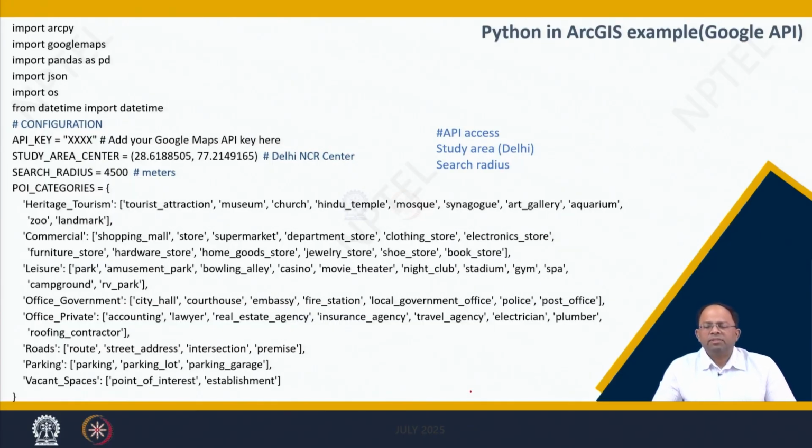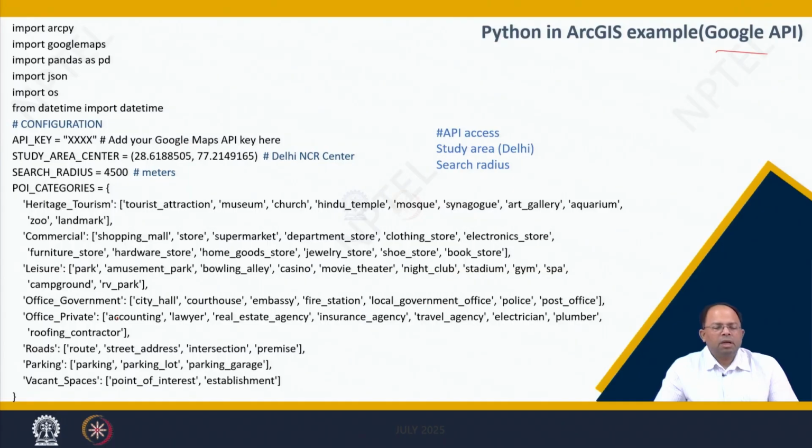So this is an example of the script that we used to extract data from Google using the Google API. This data was to extract the points of interest from the Central Vista in the Delhi area, because we had one project where we were supposed to do some installation work in the Central Vista area. So that's why we need some point of interest data, like on commercial features, what kind of points of interest we want. We want the tourism points, the commercial leisure points, the government offices, the private offices, the roads, the parking locations, the vacant spaces, all these things we require.